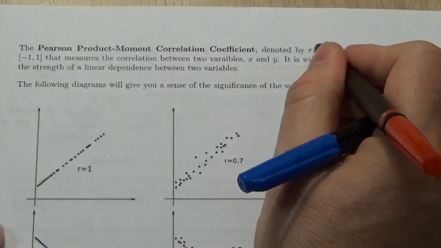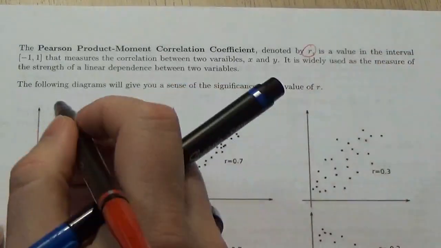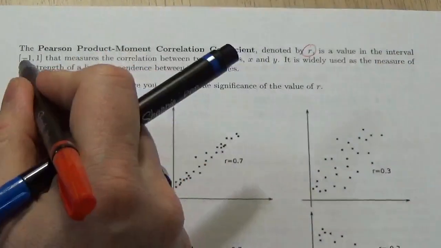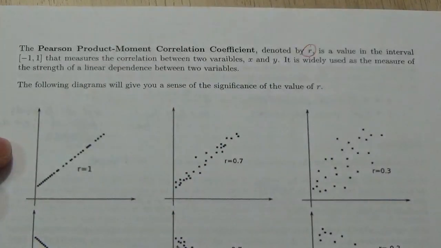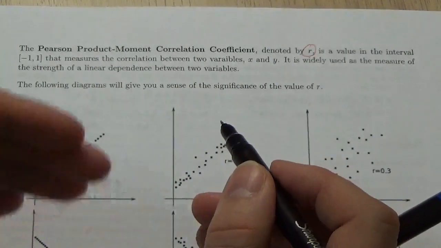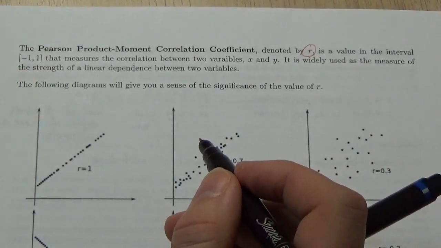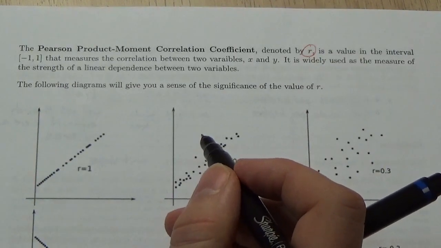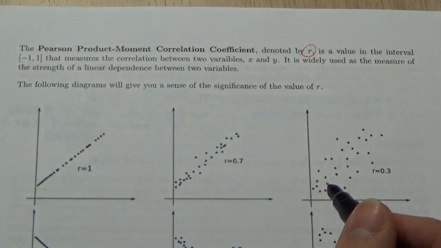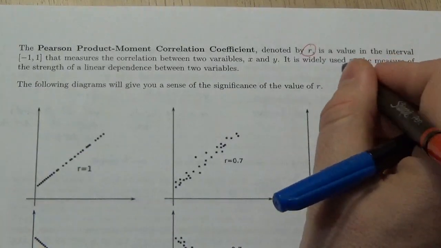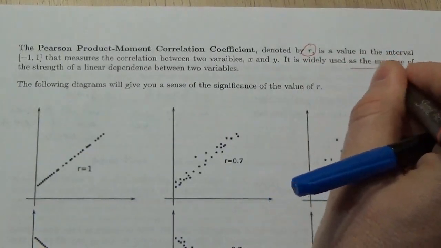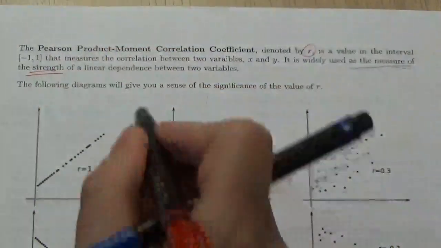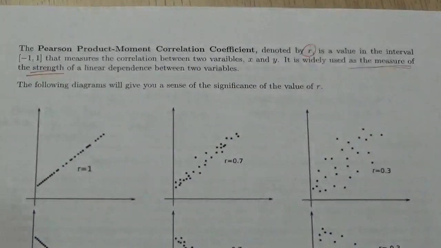So it's denoted by little r here, and it's going to be a value in the interval -1 to 1. Okay. So it's always going to be some value from -1 to 1, and it measures the correlation between the two variables x and y. So it's really a measure of the strength of the linear dependence on two variables. So how closely they approximate a straight line here.